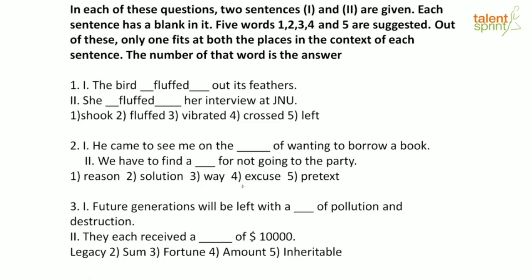Both seem like a proper fit, but we need to make sure it fits in the second scenario as well. We have to find a excuse for not going to the party. I know I can't use that because excuse begins with a vowel, E, which means I have to have an and not a. So I rule out option 4, and my answer is option 5, pretext. We have to find a pretext for not going to the party.